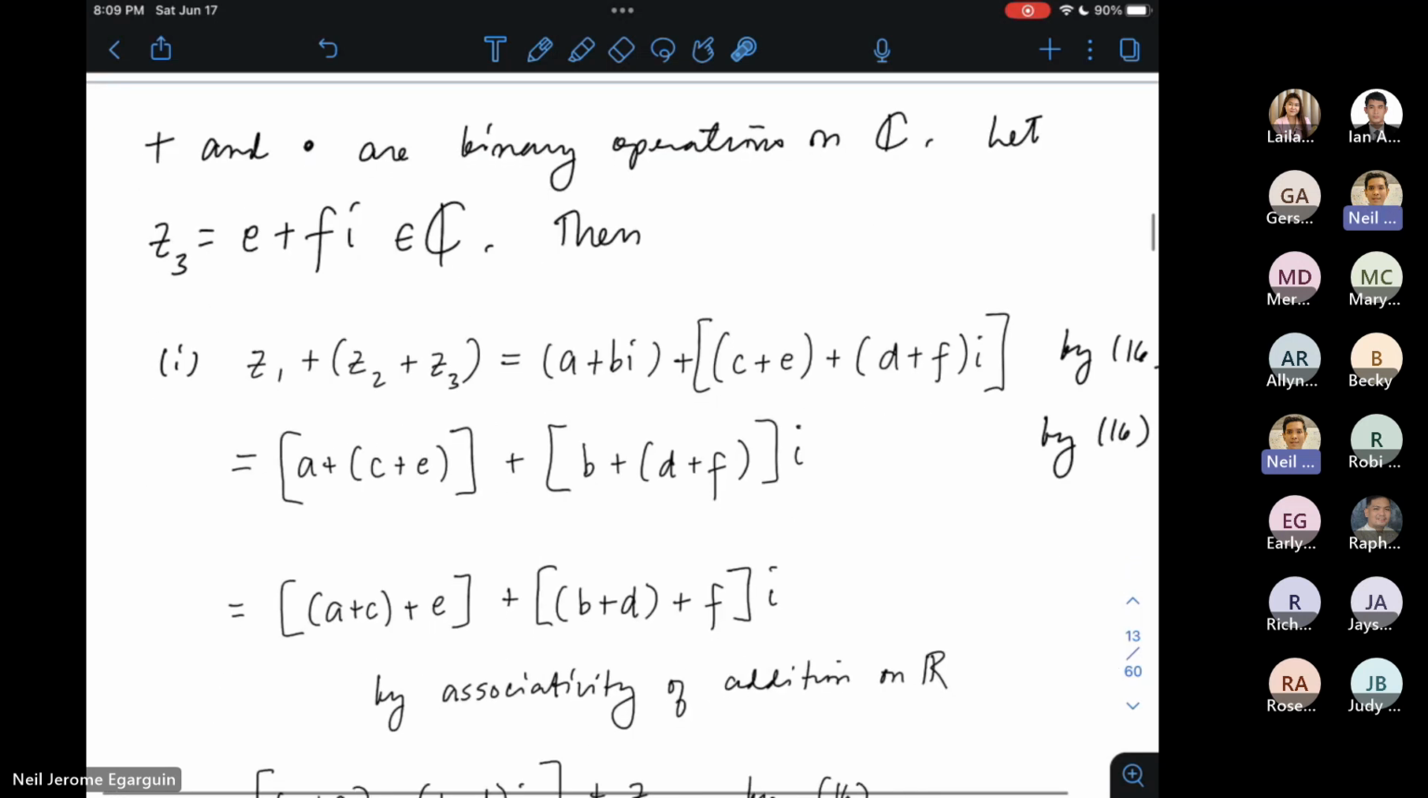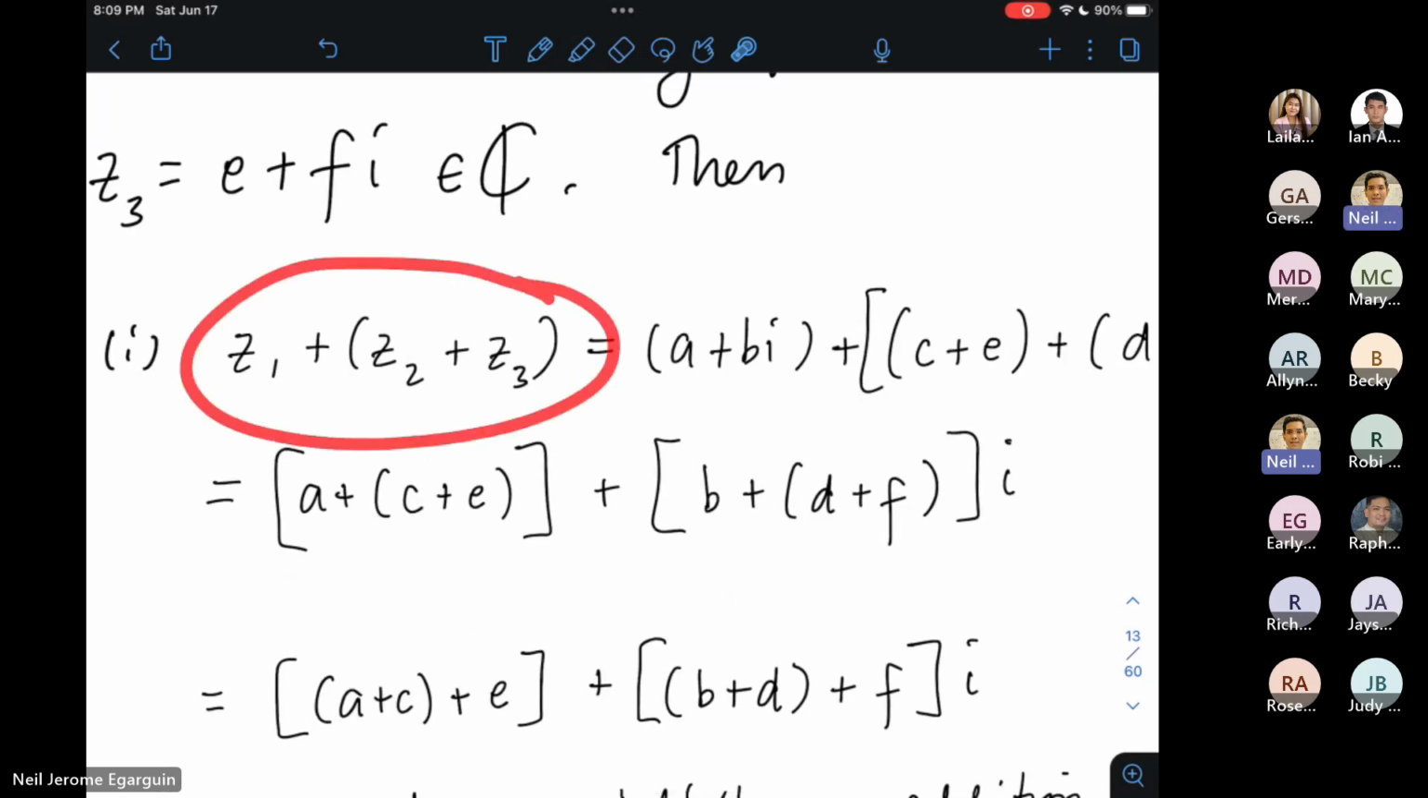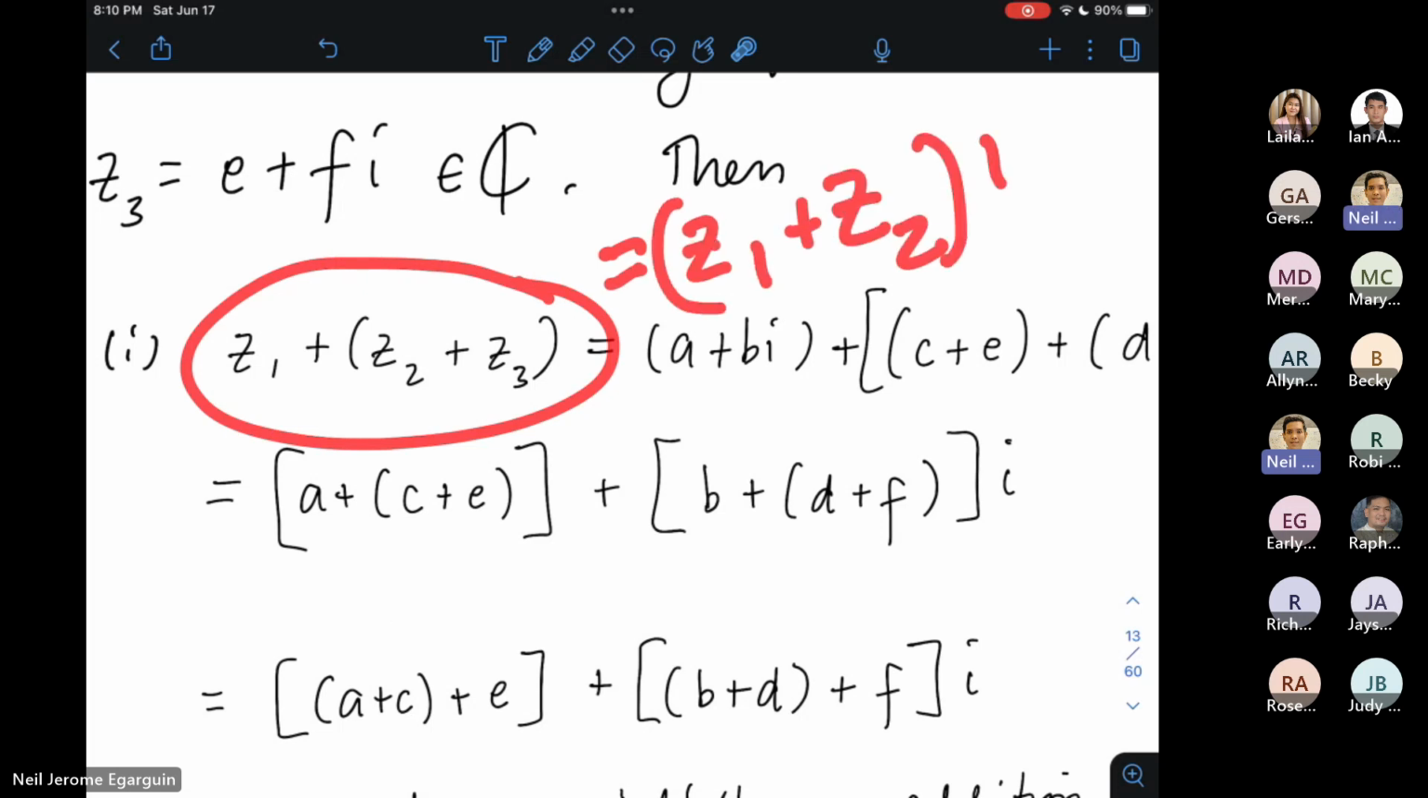So how do we prove associativity? I will use the property ng associativity ng real numbers. So remember, pag nagpo-prove ng associativity, gusto mong ipakita na ito ay equal sa Z1 plus Z2 plus Z3. Yan yung goal natin, right? Para kailangan natin ipakita yung unang equation sa definition 1, condition 1. Right? So yung 1.1 natin. So we want to show that the grouping doesn't matter.